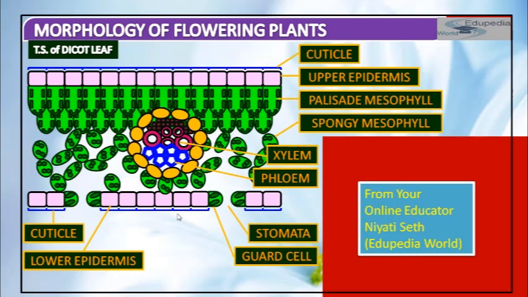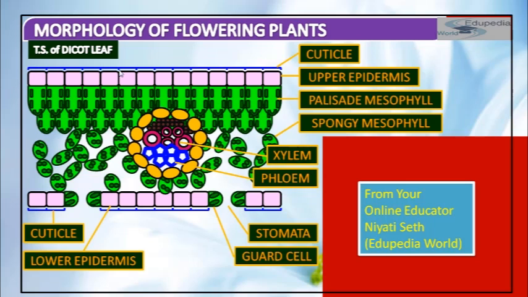Now students, what are the diagnostic features of a dorsiventral leaf? How can you identify that it's a dorsiventral leaf? First is the presence of two epidermal layers. First is this upper adaxial epidermis and lower, which is also known as abaxial epidermis. So the presence of two epidermal layers tells us that it is a dorsiventral leaf. Second diagnostic feature is the presence of cuticle and trichomes in both the epidermal layers.